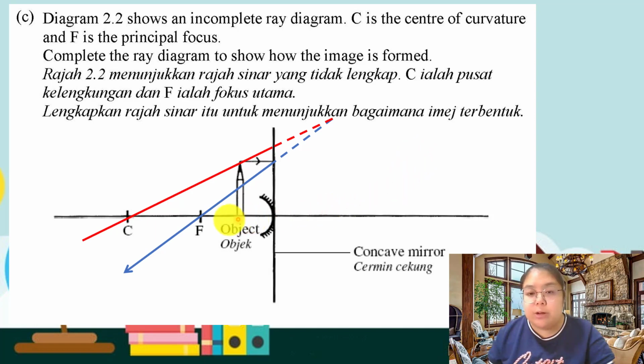So you need to draw your image. It must start from the horizontal line you draw up. Okay, now I show the image. This one is the image. From the horizontal line, I draw up.